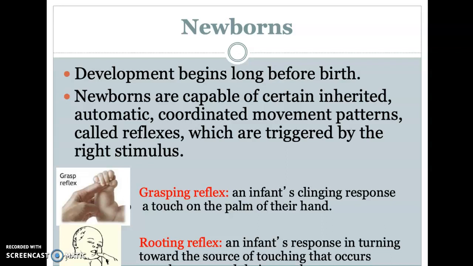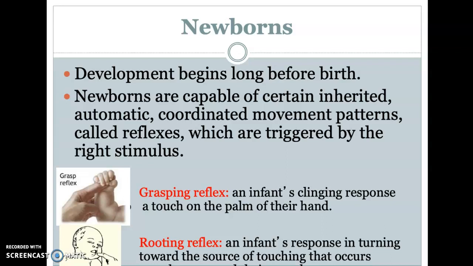All right, so let's look at newborns and how they develop. All right, so development really begins long before birth. If you take any medical class, like I know if you take athletic healthcare, you'll go over a reproductive chapter, you'll see what happens. Even if you decide to take a nutrition course, which I teach for seniors, we do talk about the development of newborns.